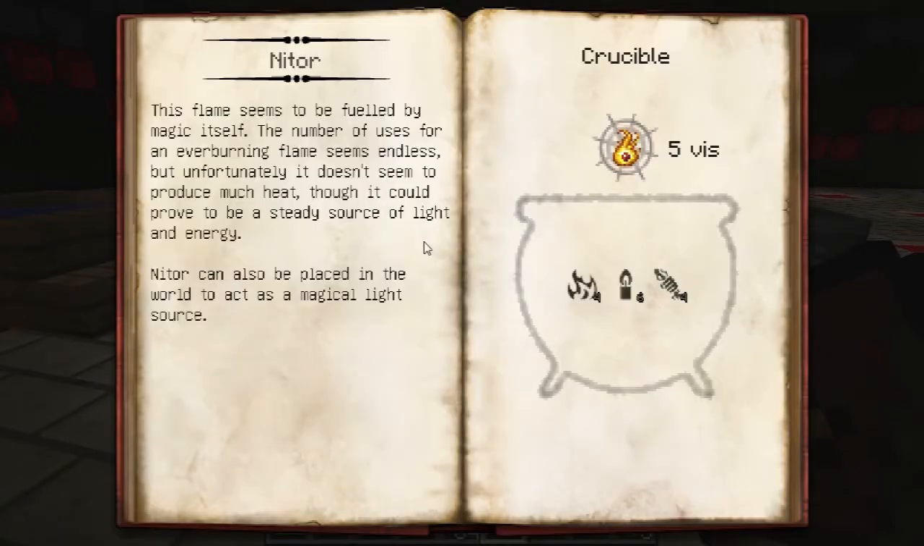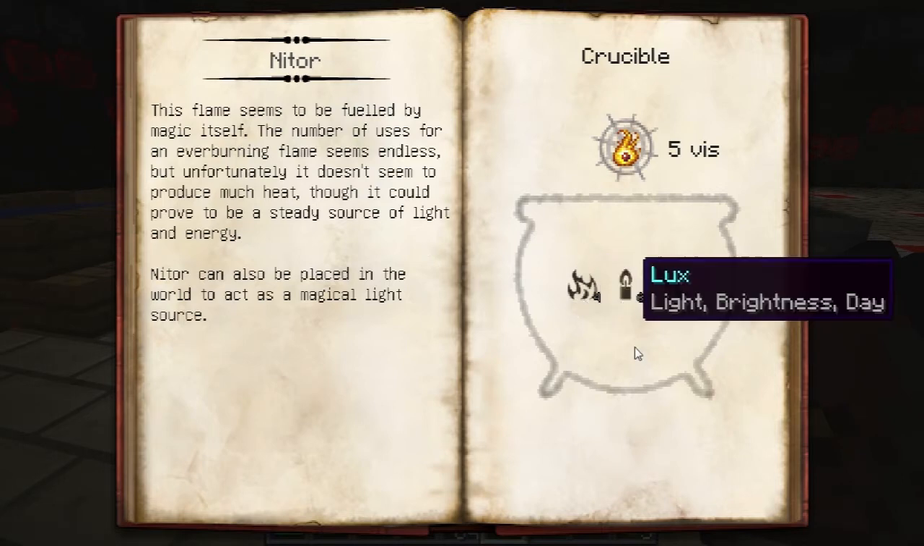This flame seems to be fueled by magic itself. The number of uses for an ever-burning flame seems endless, but unfortunately, it doesn't seem to produce much heat, though it could provide a steady source of light and energy. Nitor can also be placed in the world to act as a magical light source. So let's try to make this.